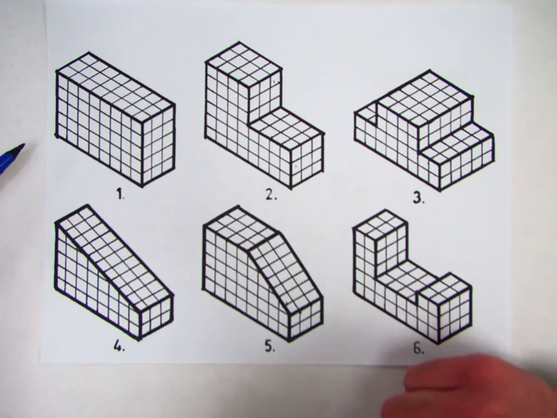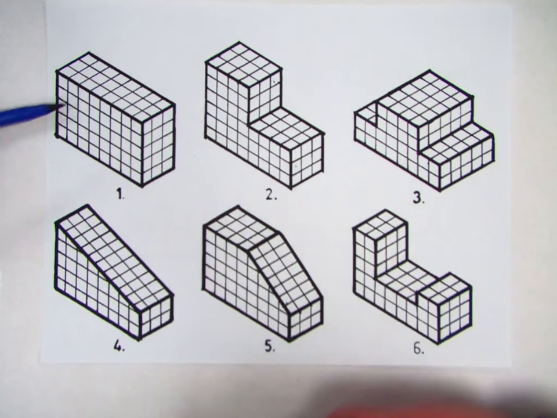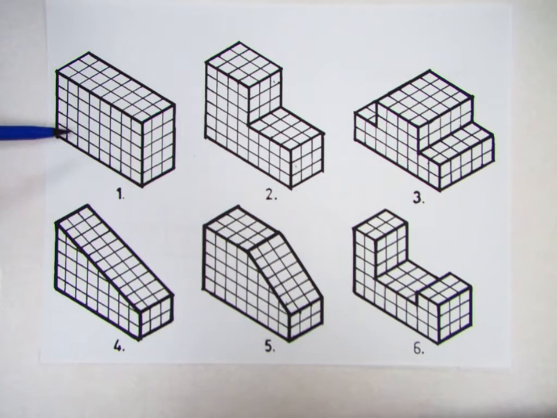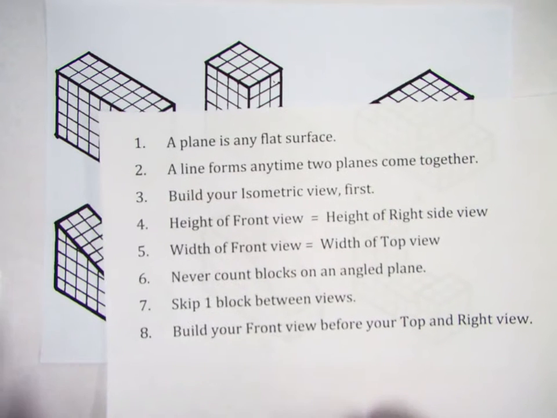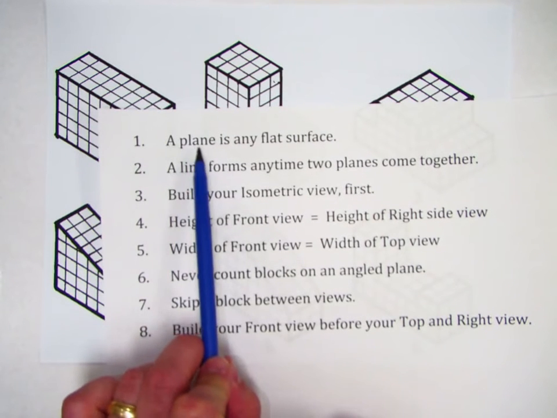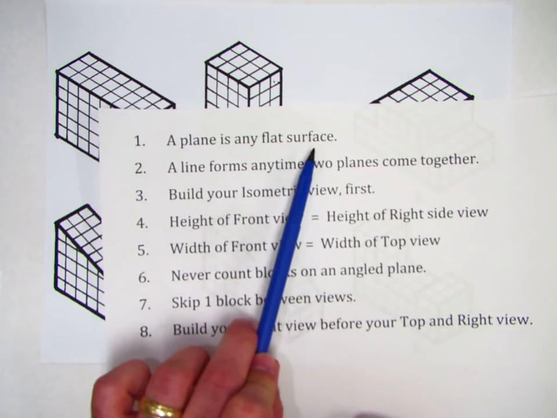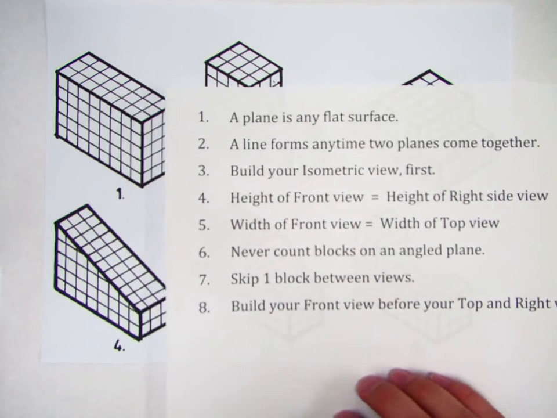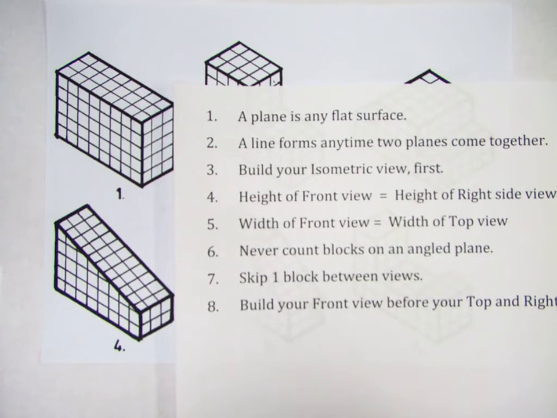To understand our isometric view, we first need to realize that every flat surface on here is a plane. So this flat surface is a plane, this flat surface is a plane, this flat surface is a plane. So it's important that you remember that a plane is any flat surface. Good. The second thing that we need to know is that a line forms anytime two planes come together.